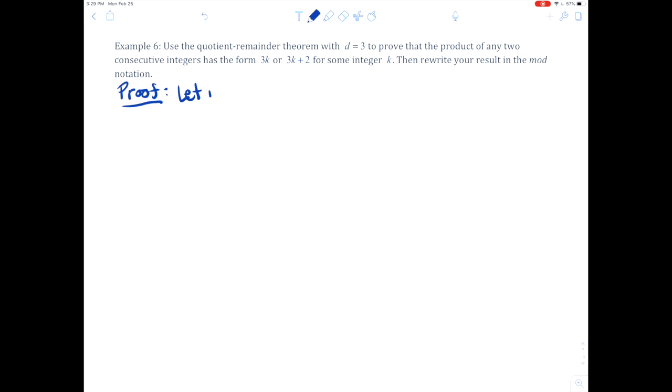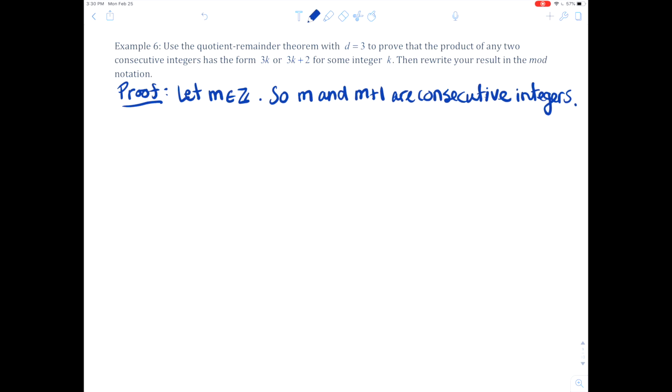Let m belong to the integers. Right? So, I don't know. What has to be true? m and m plus 1 are consecutive integers. So we'll be using this for all of the cases. And what else do we know? What else do we know?